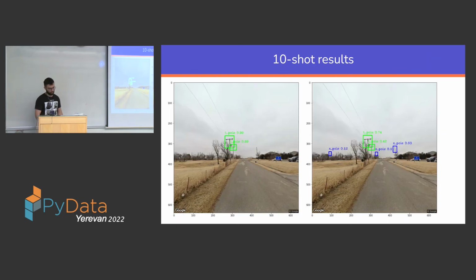Okay, now let us see the results of doing this training on 10 shots only, meaning we have just 10 images for the annotations of S-poles. So the left picture contains the prediction of base training. After the base training on T-poles, a model only identifies the T-poles. And after 10-shot fine-tuning, we see that the model is capable of understanding that there are also S-poles in the same picture.